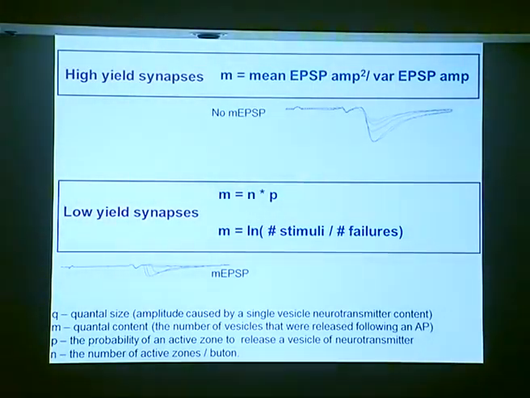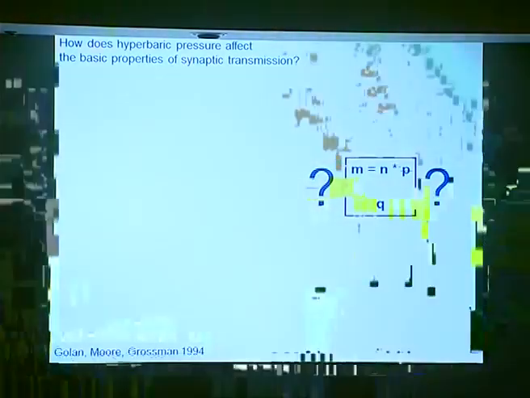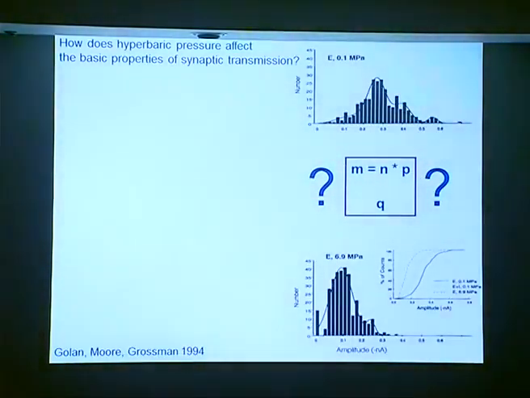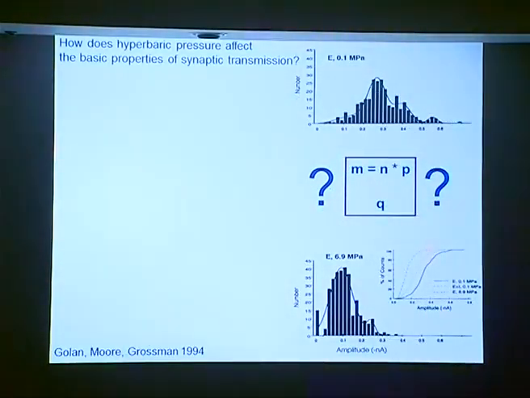So equipped with these equations, we return to the recordings that I showed you before and try to see how these variables changed. In the first illustration here, you see at the left side the number of events. On the y-axis, the amplitude of the signal that I just showed you before.